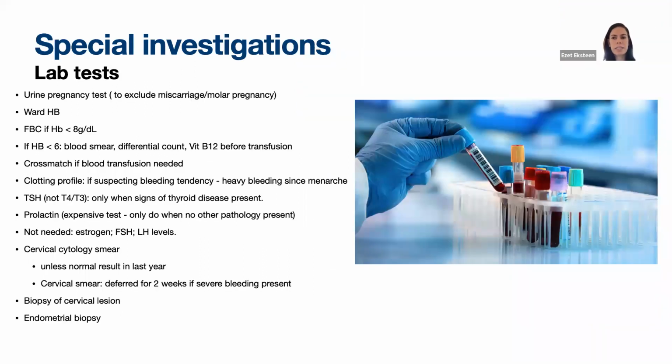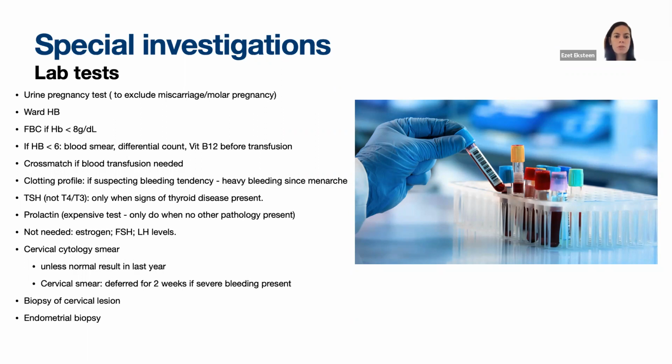So onto special investigations that we can consider for our patients. Two special investigations that you can do in your clinic are urine pregnancy tests and also ward HB. If you see your ward HB is less than 8, then we will usually do a formal full blood count. And if the patient has a HB of less than 6, this is usually an indication for a blood transfusion.